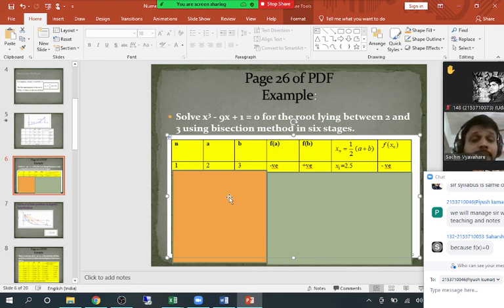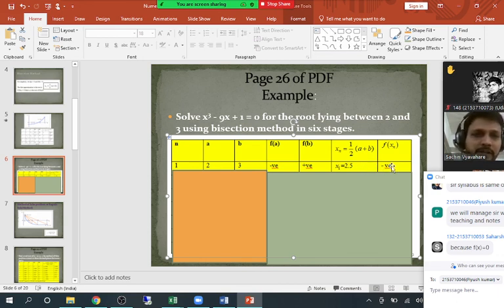If in place of x1 some other value comes and it gives the positive one, then how? Yes, see, when we got x1, x1 is obviously the center value of the interval. So for 2 and 3, the center is 2.5. So you got x1. Now we calculate f of x1.